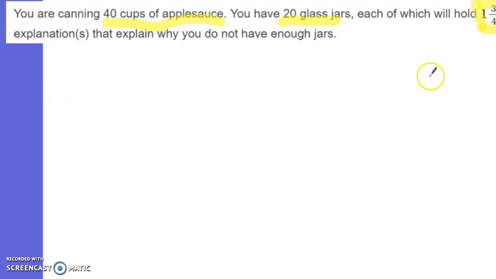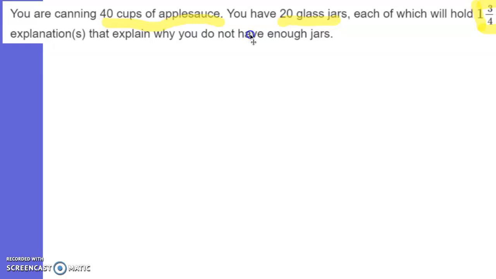So what they want to know is, will you have enough jars? So what do you think you have to do to solve this problem? You have to know, first of all, how much you're going to be canning, and how many cups there are. So 40 cups of applesauce is what you're going to have to start with. And you have 20 glass jars, and each of them holds 1 3/4.